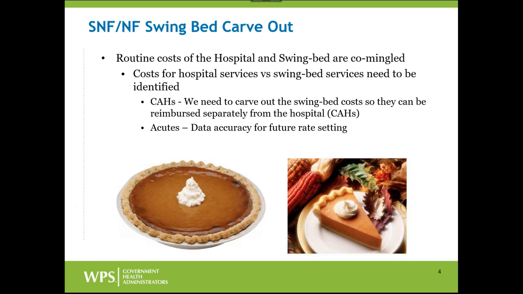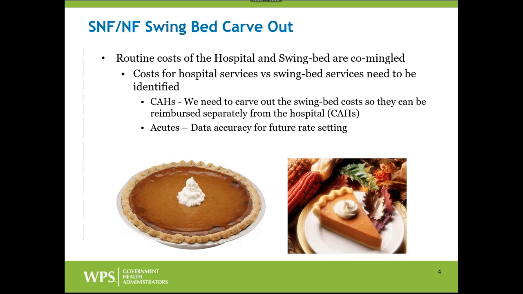But even the Medicare, the swing bed SNF costs, we still want to be able to carve those out so we can report them on a separate worksheet of the cost report. Now, for the acute care hospitals, there's not really going to be a payment difference. It's going to be data accuracy for future rate setting. So that's what that boils down to. Now, there might be some payment impact if there are various cost-based pass-through amounts reported for the acute care hospital.